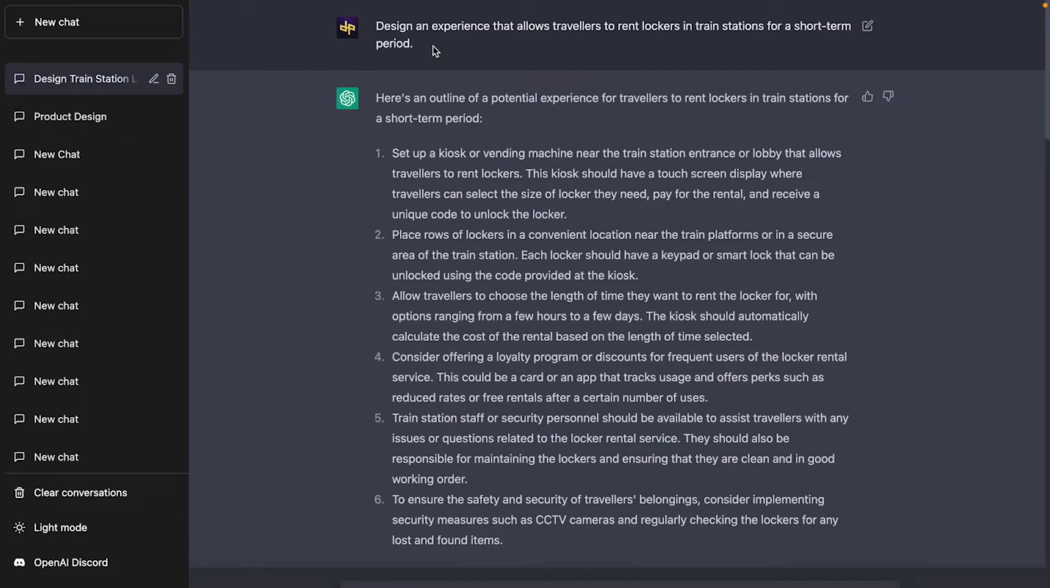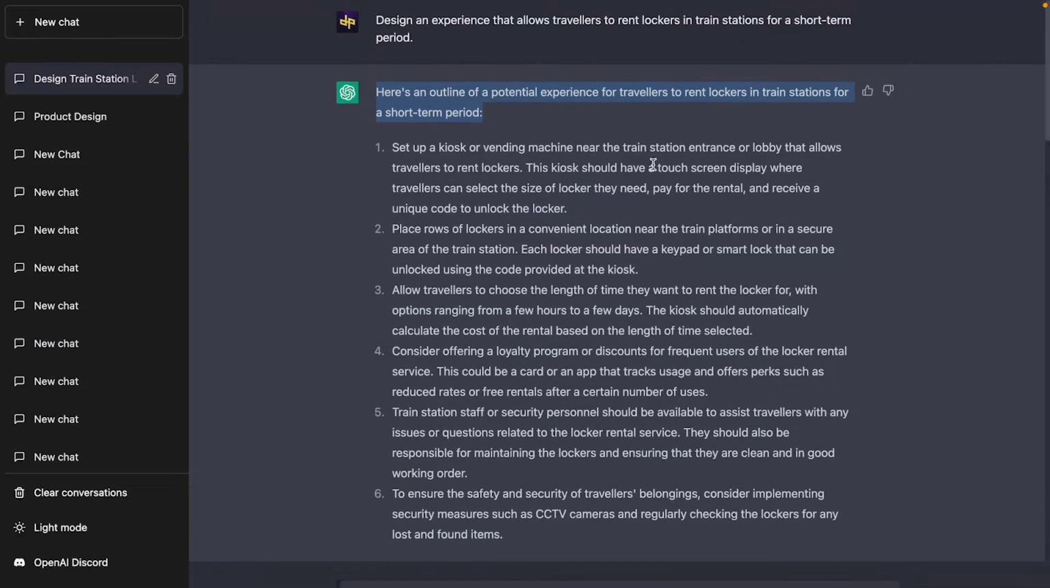So here I'm in ChatGPT. I said, design an experience that allows travelers to rent lockers in train stations for a short period. That's it. I didn't give it more context because I want to start from something vague and then get into more clarity, right? So here is an outline of the potential experience for travelers to rent lockers in train stations for a short period of time, right? So it sort of gave me an experience. Now, the most important thing here to understand is that it's not telling me that I need to use a mobile app, right? Sometimes not everything has to be a mobile app, right? Sometimes an experience can be a non-digital experience as well, right? Without using a mobile phone, right?